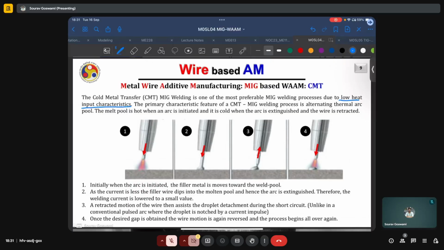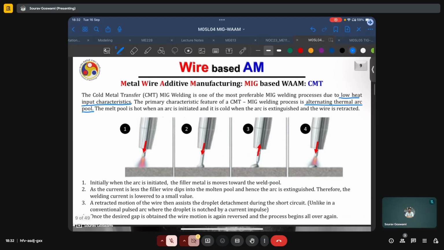The primary characteristic feature of CMT MIG welding is the alternating thermal arc pool. The melt pool is hot when the arc is initiated, and it is cold when the arc is extinguished and the wire is retracted. Initially, when the arc is initiated, such as in figure 1 here, the filler metal moves towards the melt pool, as indicated by this red arrow here. And here we can see the arc which has formed.